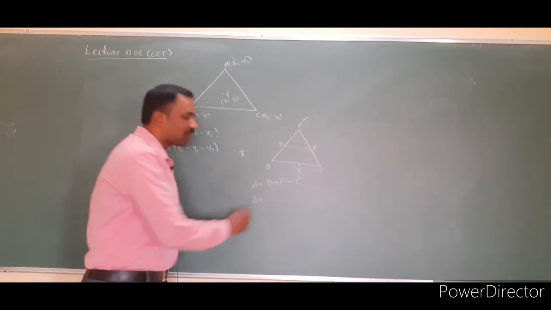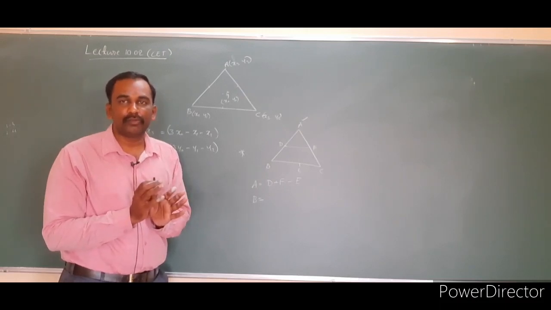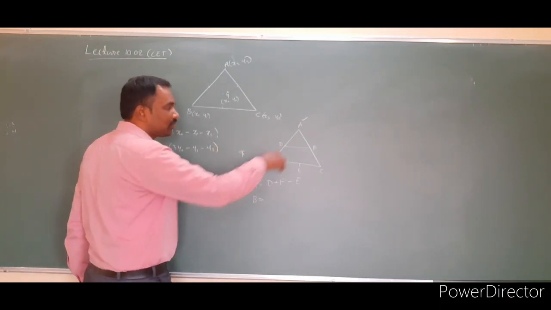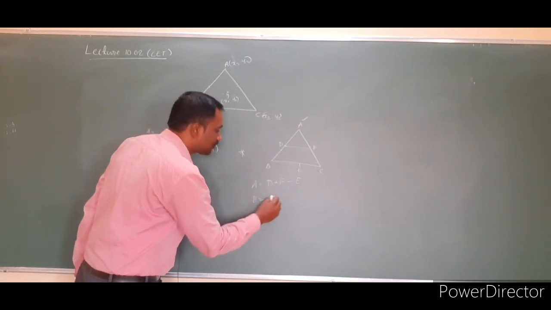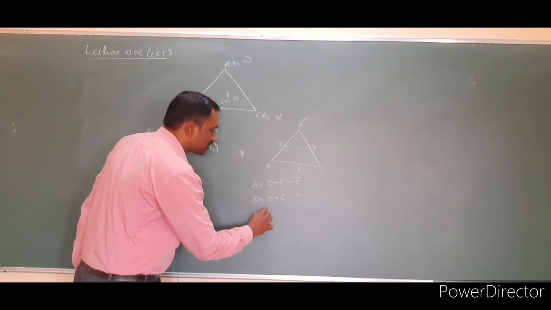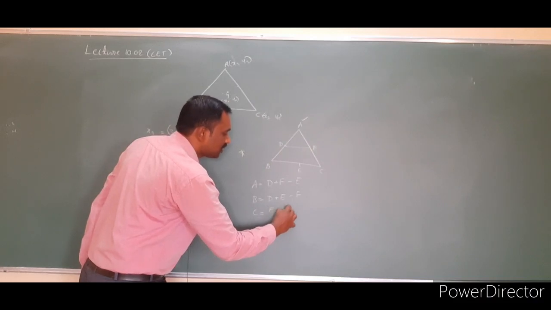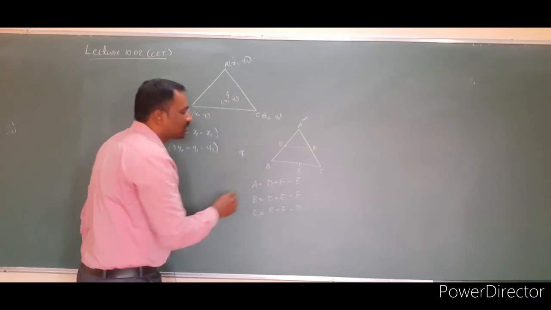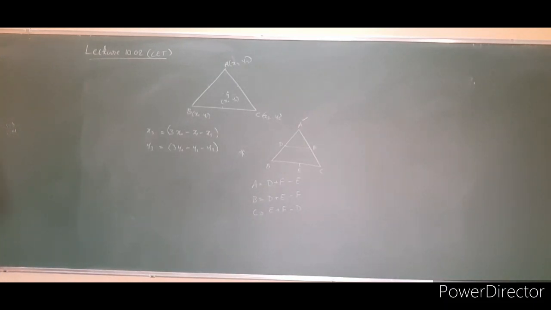Suppose you want to get the B coordinate, the same formula applies: the sum of the nearest midpoints and the difference of the third one. What are the nearest midpoints to B? D and E are nearest. The further one is F. Similarly for the C point, the nearest midpoints are E and F. So E plus F minus D. This is how we can easily find the coordinates of the triangle whenever the midpoints are given.